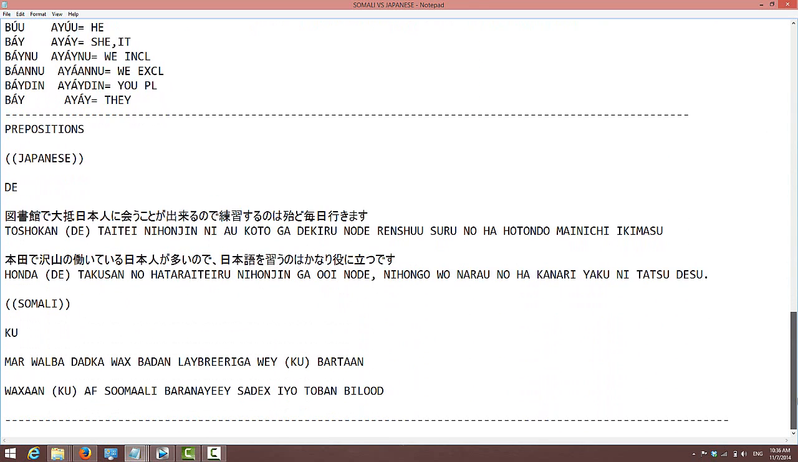The last part is preposition. We talk about prepositions. So we have, in Japanese, the de as a preposition. If you don't know what a preposition is, it's basically like at, in, inside. Those are all prepositions. And then Somali uses ku. So let's look at the Japanese first.